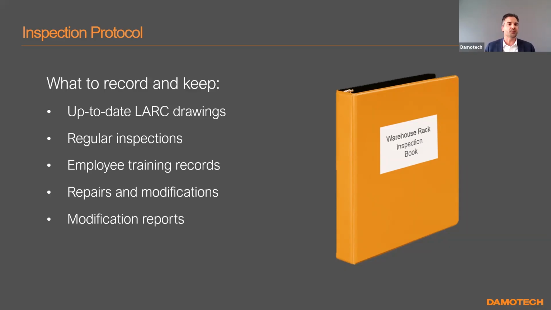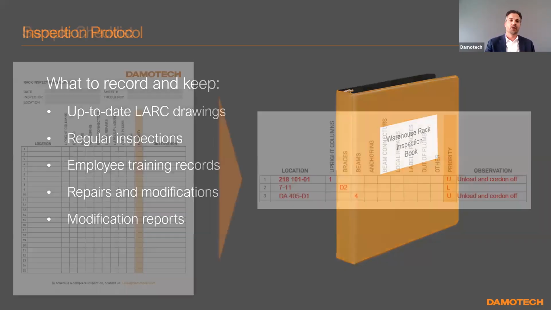Have your documentation of regular inspections. It's good to maintain all of your training records. If you've done repairs and modifications, as I said, keep that information and any other types of reports that you might find valuable for anything that touches your racking.